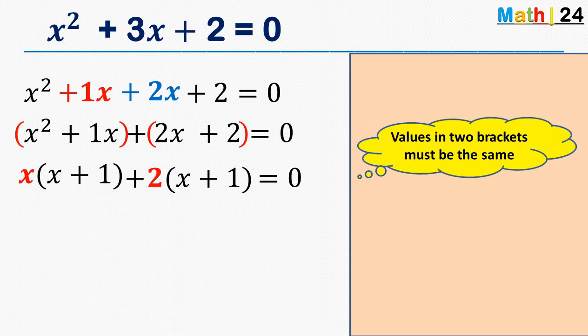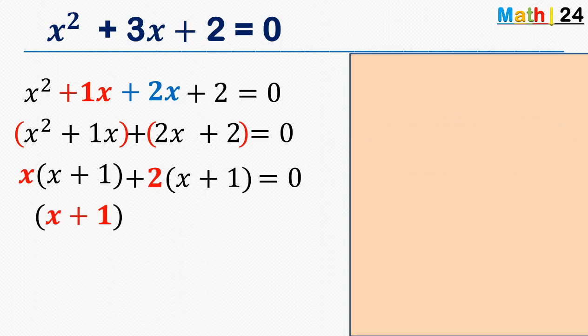Note that at this step, the values in brackets must be the same. Now that the values in brackets are the same, I'm just going to copy out just a single bracket. That's x plus 1, and the remaining terms outside the brackets, that's x plus 2, I put in another bracket and equate to 0. Factorization is complete at this step, but we have to look at the values of x.